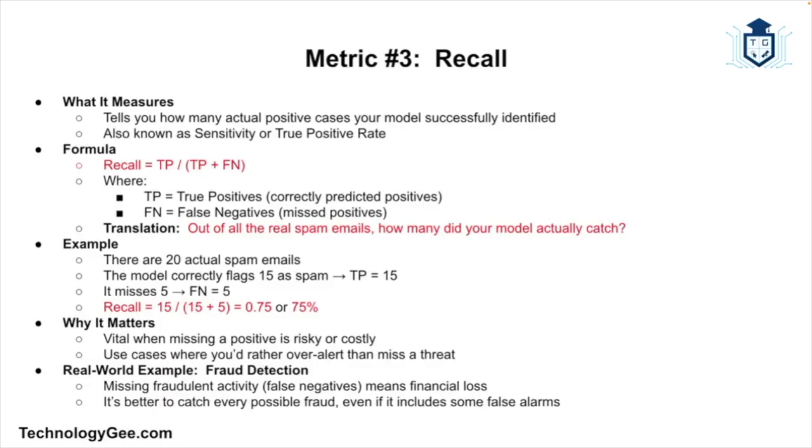So here's an example. You have 20 emails that are actually spam. Your model correctly identifies 15 of them. That will be a true positive. However, it misses 5. That'll be a false negative. So if you do the formula, you would have a recall of 75%. So why does this matter?